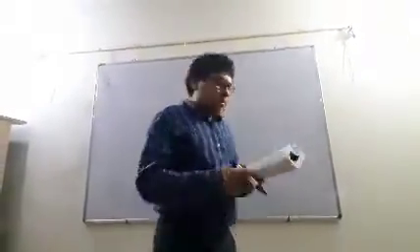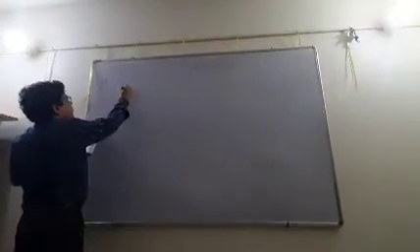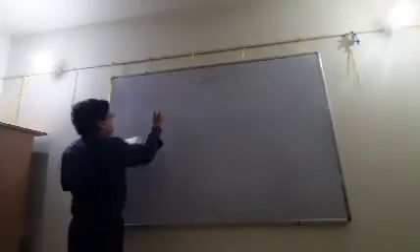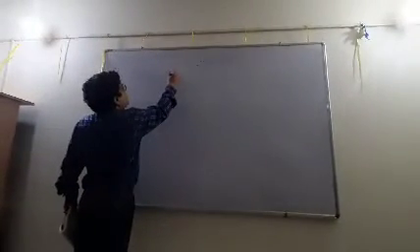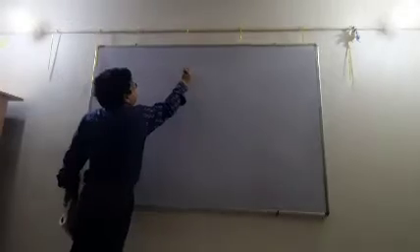That is the question. So the ratio of their capital is like this: first friend is to second friend equal to 40,000 is to 50,000. That means 4 is to 5.